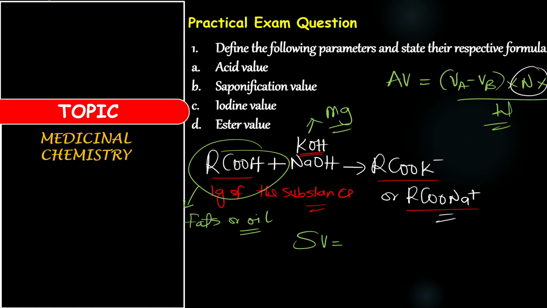Now for saponification value, the formula is SV, saponification value, equals VA minus VB times 56.1, that's molarity, divided by W, where W is, of course, the mass of the substance. VA minus VB is the amount of acid. There's a particular acid that was used for the titration. We can say the amount of KOH, and then 56.1 is the molar mass of KOH, and then M is the molarity of KOH that was actually used for the titration.